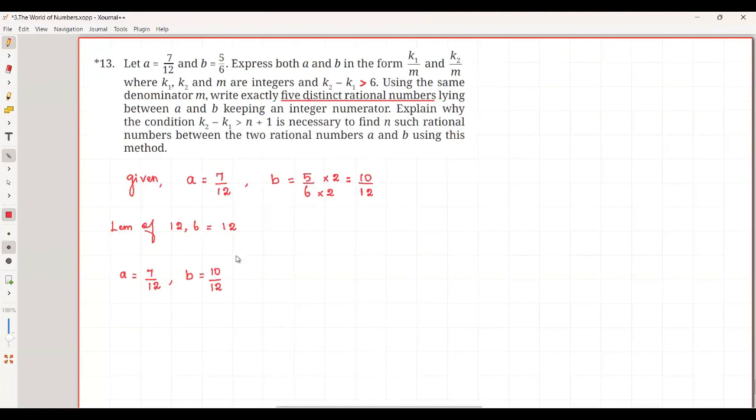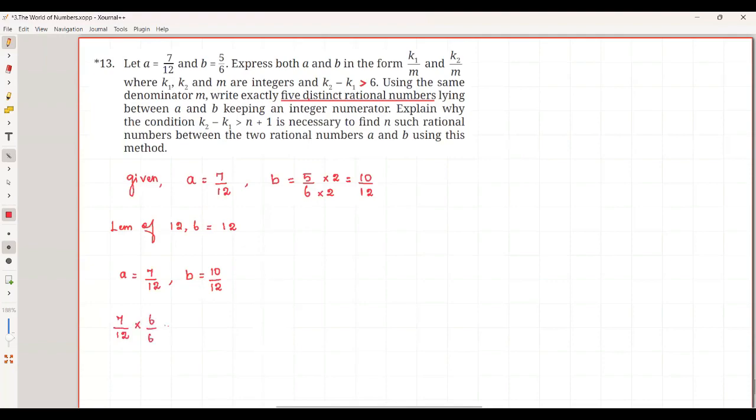They are asking for 5 distinct rational numbers. If you want to find 5 distinct rational numbers, we have to multiply with 5 plus 1. If you want to find n, it means n plus 1. That is the formula. So we have to multiply with the next number, 5 plus 1, that is 6. So I have to multiply numerator and denominator by 6. So 7 by 12, I should multiply with 6 by 6.